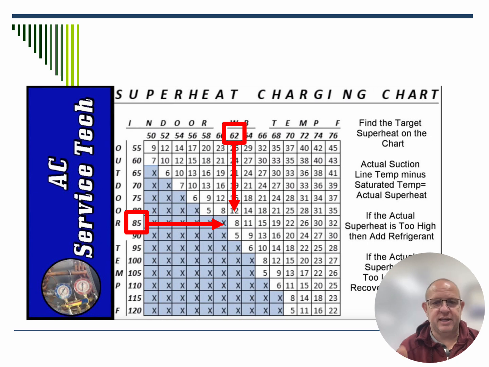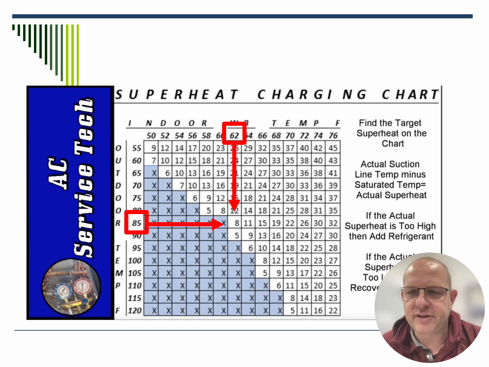Now, on the chart, it says find the target superheat. Actual suction line temperature minus saturation temperature gives you actual superheat. If the superheat value is too high, if it's above that number, then this chart is telling you to add refrigerant. What's that doing? It's putting more refrigerant inside the evaporator, and it's going to lower that superheat value because you're going to fill up the evaporator with more liquid refrigerant.